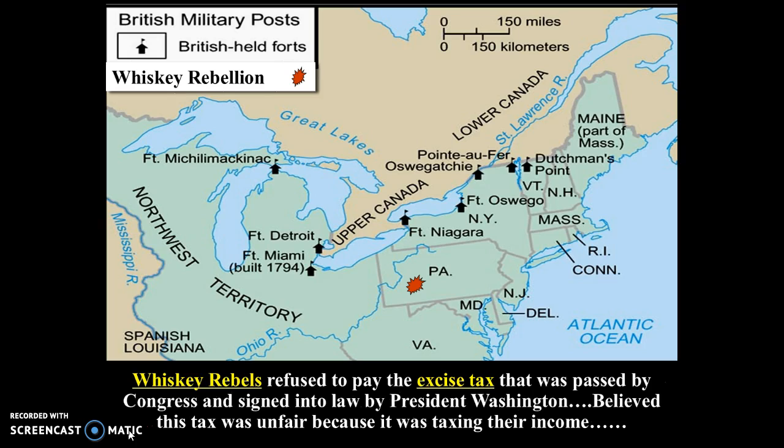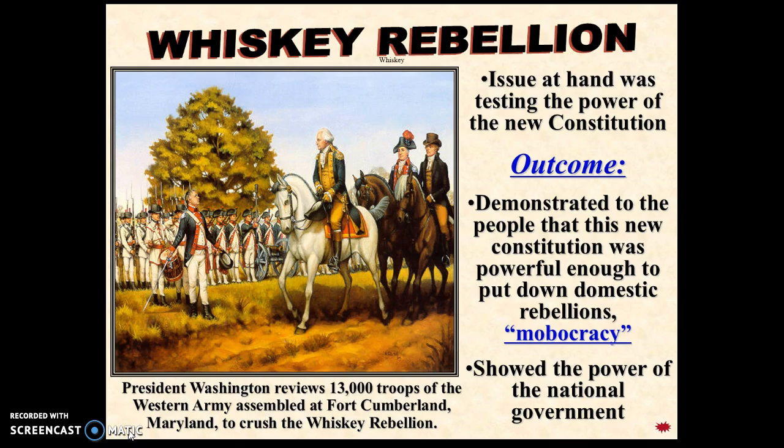So we saw in Shays' Rebellion before the Constitution that proved that the Articles was too weak. The Whiskey Rebellion is eventually going to prove that the Constitution is strong enough to stop things like this from happening. So Washington himself will lead 13,000 troops to crush the Whiskey Rebellion. They're testing the power of the Constitution. It demonstrates that the Constitution was powerful enough to deal with any sort of domestic rebellions from this mobocracy, and the national government is legitimate and has power. So when Shays' Rebellion shows that the Articles is too weak, the Whiskey Rebellion shows that the Constitution is working and the executive branch is working.